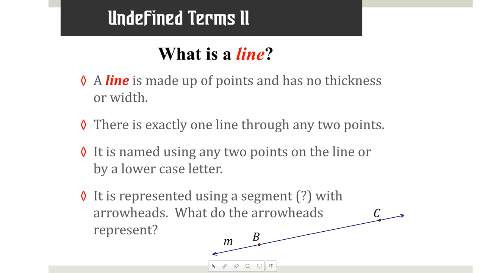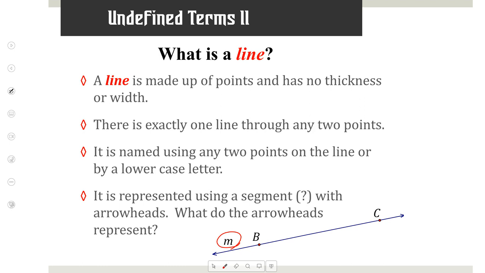Okay, and how do we name a point? How do we name a line? There's a bunch of different ways that we can do it. This is where things get a little confusing. So, one way is sometimes you'll just see it referred to as a lowercase letter. That's the line M. But more commonly, what we're going to do is pick two points on the line.